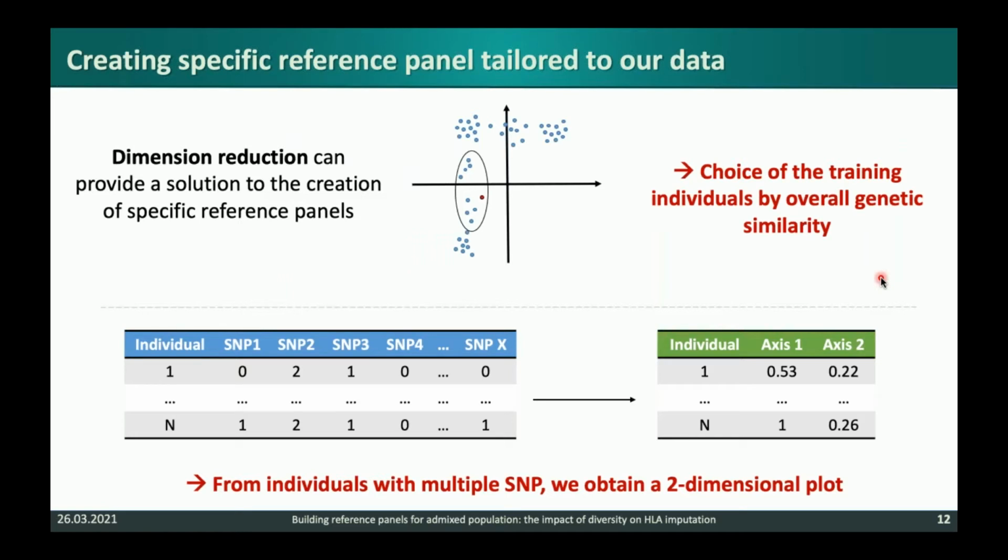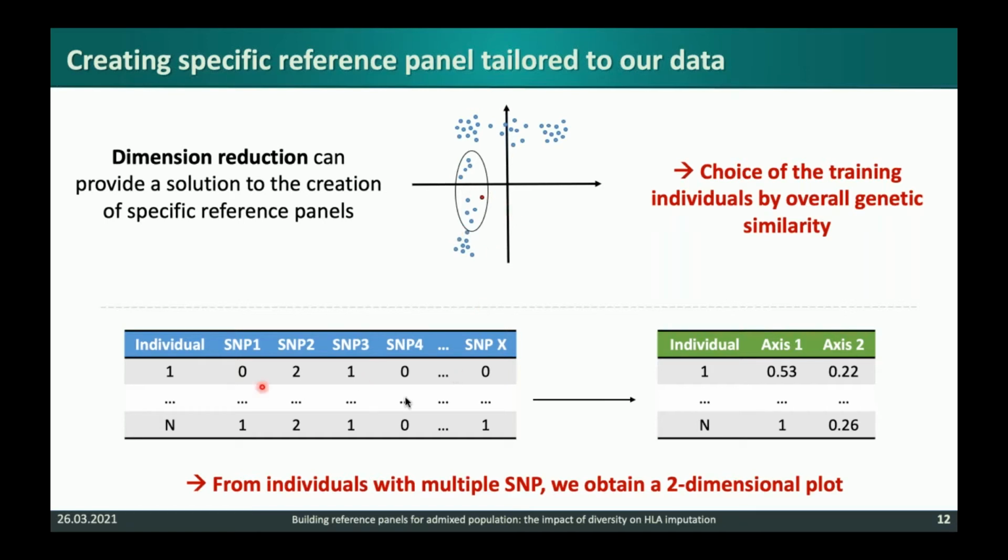What we wanted to do was move from the multi-ethnic reference panels and think about how to create a really specific reference panel. What is often done in population genetics is to use PCA, a dimension reduction method, to visualize the ancestry of a population based on the SNPs. We thought we could use this dimension reduction technique to select, for the population we're trying to impute, the individuals in the reference that are closer in overall genetic similarity.